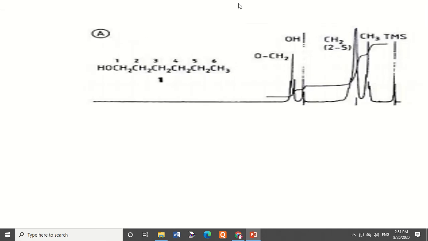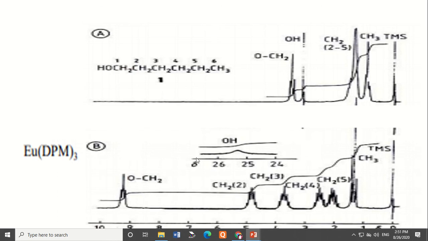Friends, this is the spectrum of n-hexanol. The peaks of the CH2, that is, four CH2 groups from CH2 number 2 to CH2 number 5, are merged with each other. Therefore, it is complex in nature. But when such a spectrum is taken with a shift reagent like europium DPM3, then the peaks can be resolved, and that is a first order spectrum. In this case, the peaks of the CH2 are well separated. Therefore, it is a more useful spectrum, because the OH forms a complex with the europium DPM and goes to the downfield.